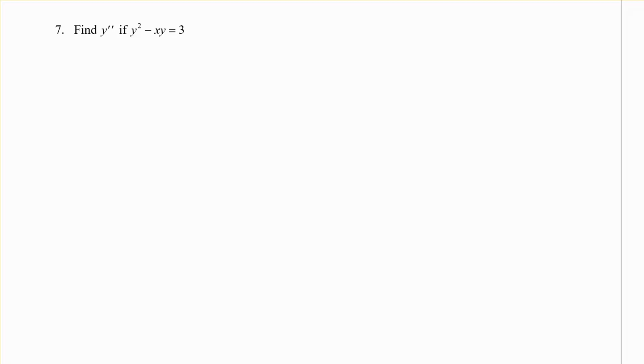Okay, this is the last one, I promise. So this one says find the second order derivative of y squared minus xy is equal to 3. Again, we need to implicitly differentiate this. Right off the bat, what I notice is that we've got a term that's xy there. I know that we're going to need to do the product rule.